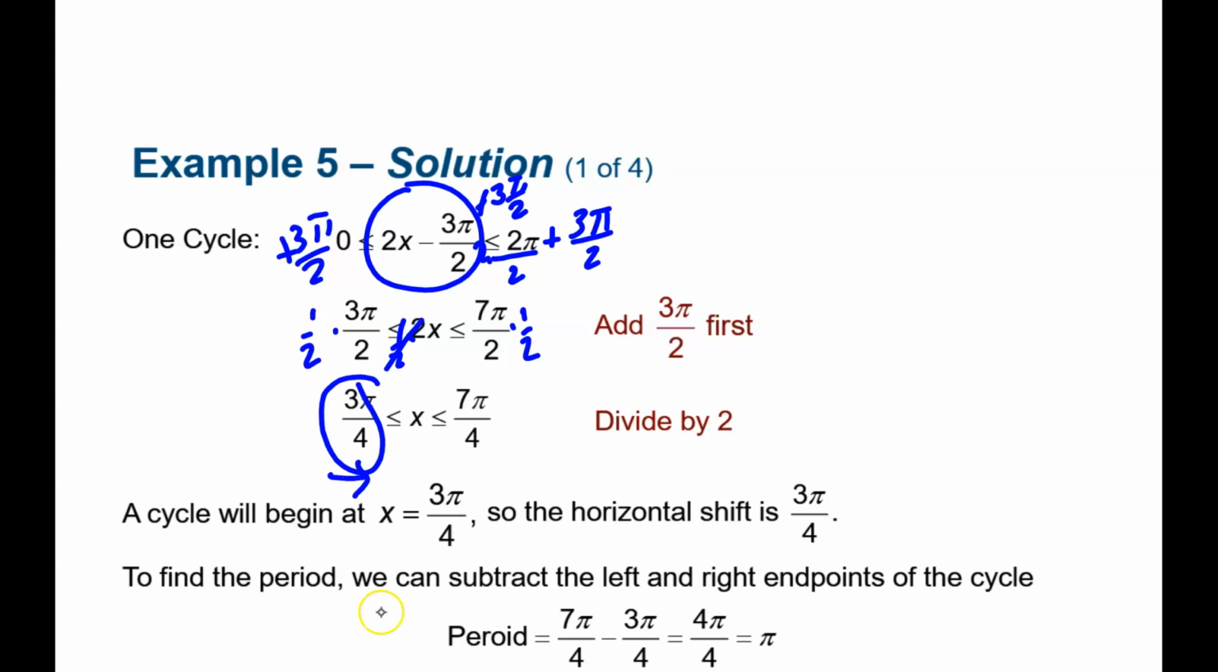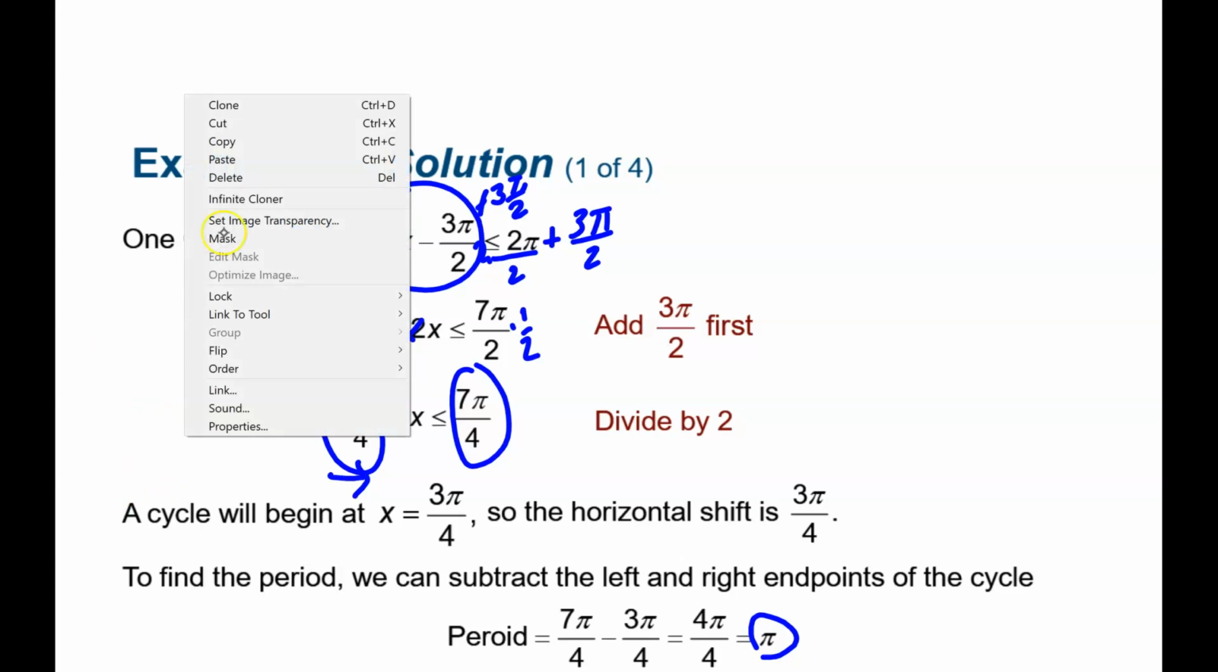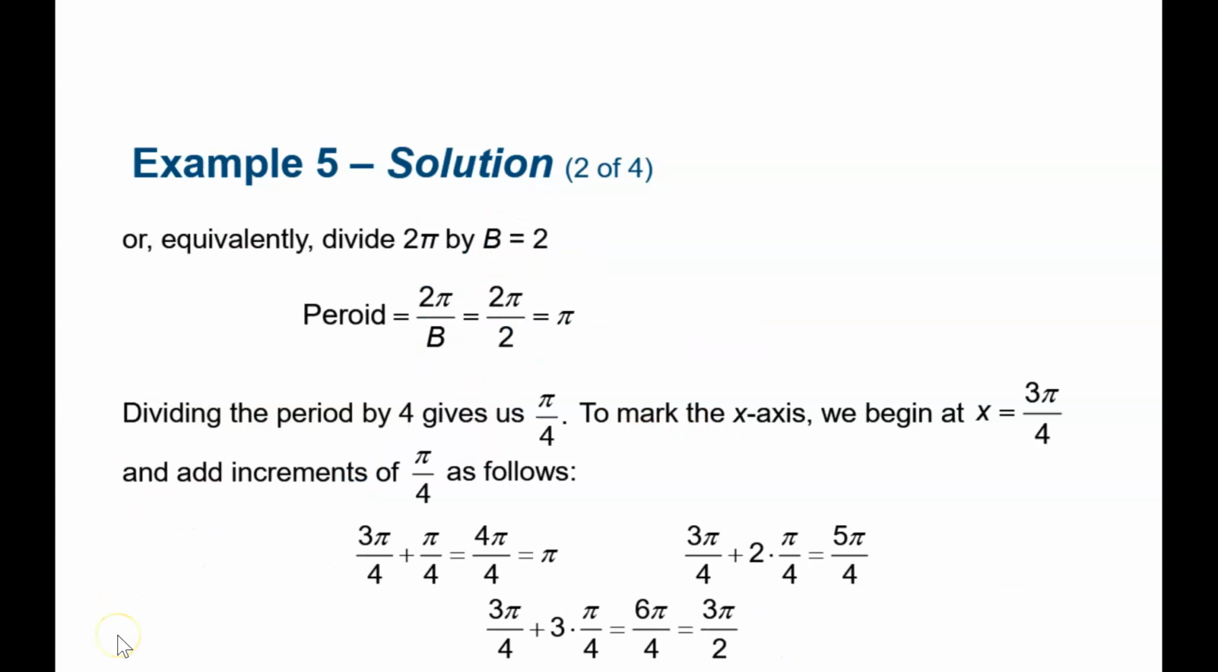To find the period, we can subtract the left and the right endpoints of the cycle. 7 pi over 4 minus 3 pi over 4 is pi. Or equivalently, divide 2 pi by b, where b is 2, coming from the part 2x. So the period is 2 pi over b, or 2 pi over 2 equals pi. Dividing the period by 4 gives us pi over 4.